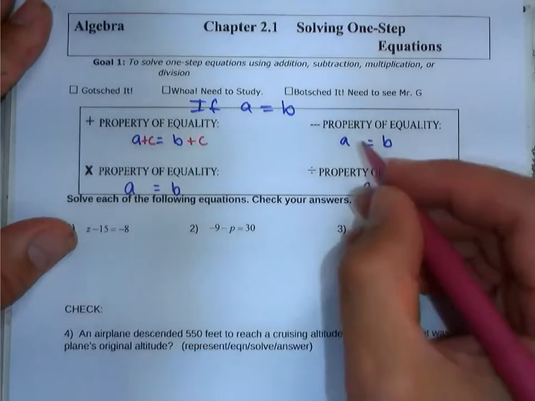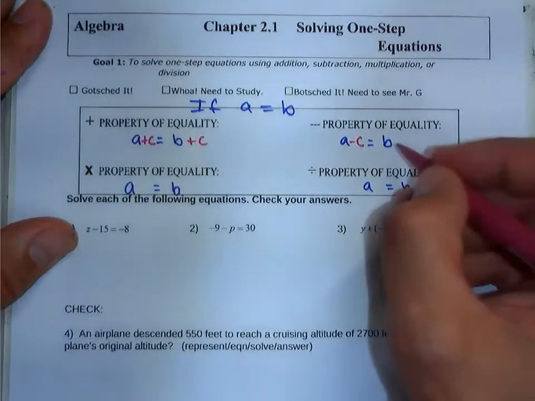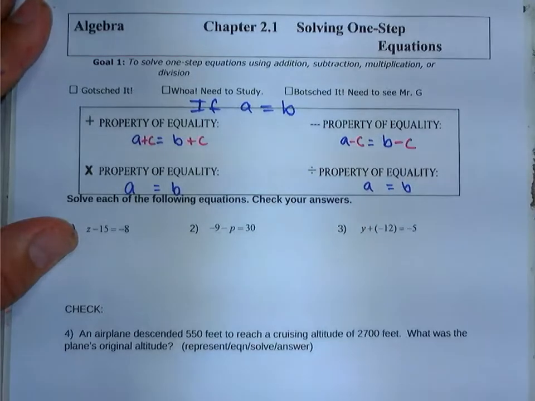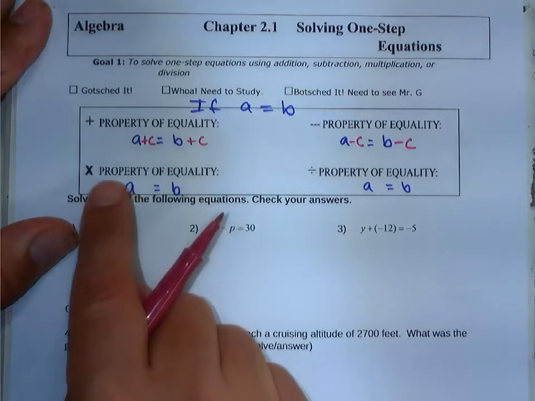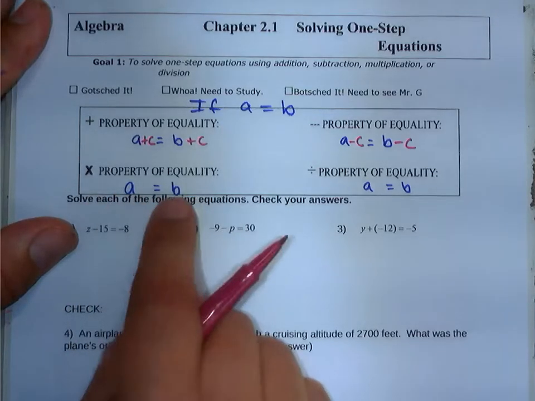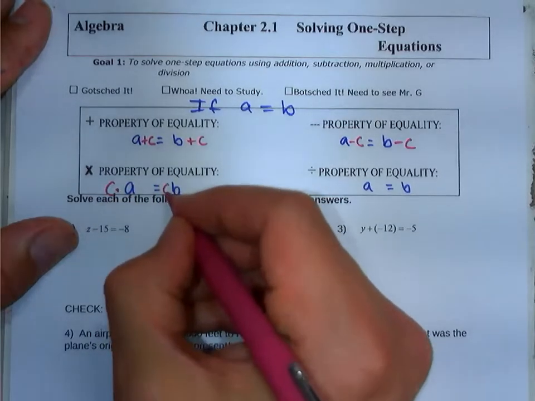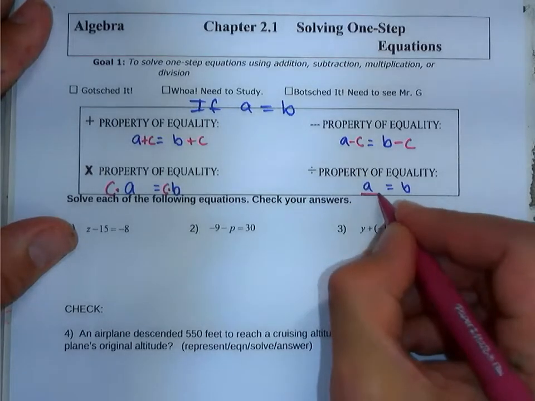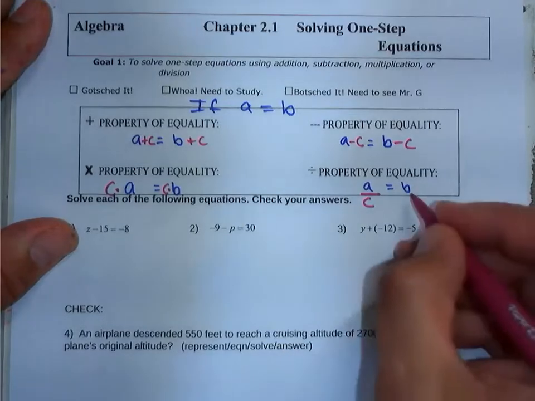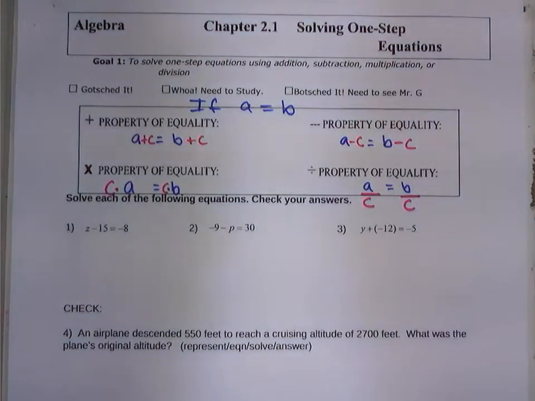If I have A equals B and I subtract some number C, well, I got to do it to the other side to keep it equal. Same thing happens when I do multiplication. If I do A equals B here and I multiply this by C, then I have to do it to the other side as well. I got to multiply B by C. Last but not least is division. If I divide by C over here, I've got to divide by C over here. It's the only way to keep it equal.